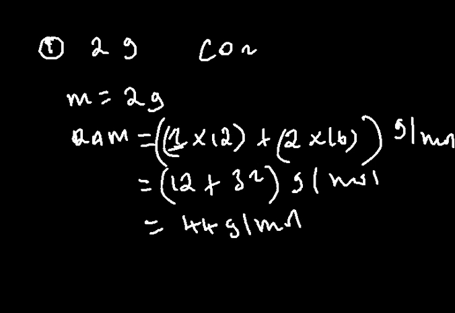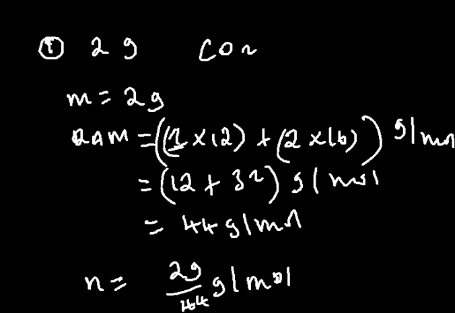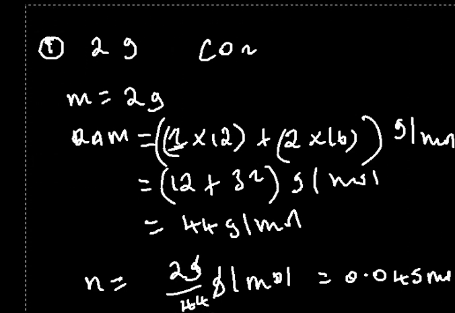That is the LAM. Then how should you find the number of moles? We'll have it as 2 grams divided by 44 grams per mole, of which the grams will cancel. We'll have 2 divided by 44, that is 0.045 moles. So that's how the number of moles will be calculated for that given case.